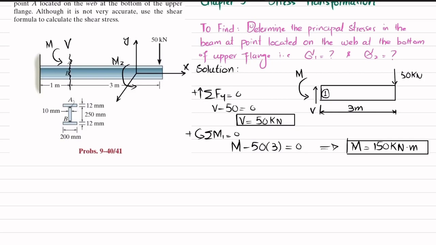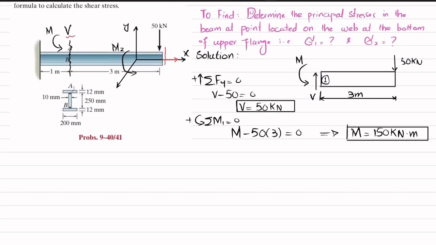So I will choose another color. You will have a bending stress in x direction and this shear force will be along y direction. So if I draw the state of stress, we will have sigma x, which is not known yet, and we have a shear force which is given as 50 kilonewton. So we will calculate shear stress, which we also do not know.